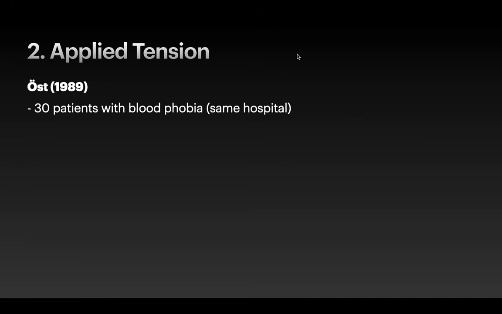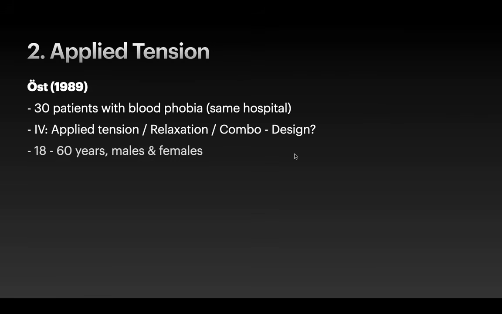Okay, so Ost did this study with 30 patients with blood phobias in the same hospital. The IV, independent variable, was applied tension group, relaxation group, or a combo, right? So what kind of design is this? When people are in one specific group only, what kind of design do you call that? It's an independent measures design, or you can also call it a between subjects design, right? Because each group is independent from each other. So some of the patients were in applied tension, some in relaxation, and some in a combination of the two, right?